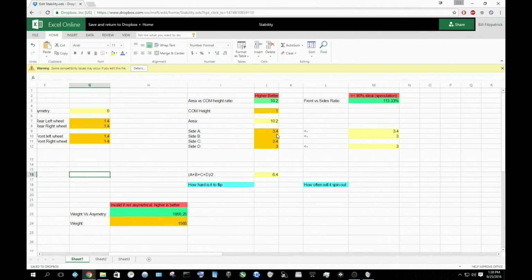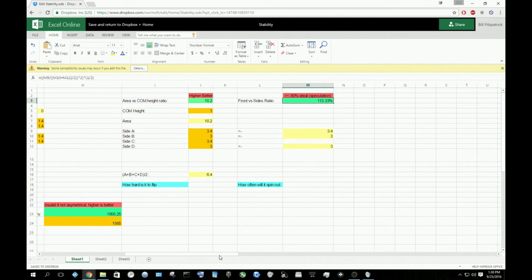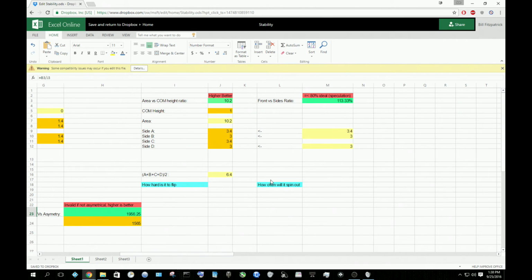So go ahead and throw all of those in, and it will give you that number, and if you already have the horsepower per ton ratio in, it will also give you that number. The only numbers you really need to pay attention to are that number and that number. I suggest that you keep this number below 20, and you can do that by either decreasing the horsepower, lowering the height of the center of mass, or increasing the stance of your vehicle by either making it longer or wider. Now, looking at the front to sides ratio.